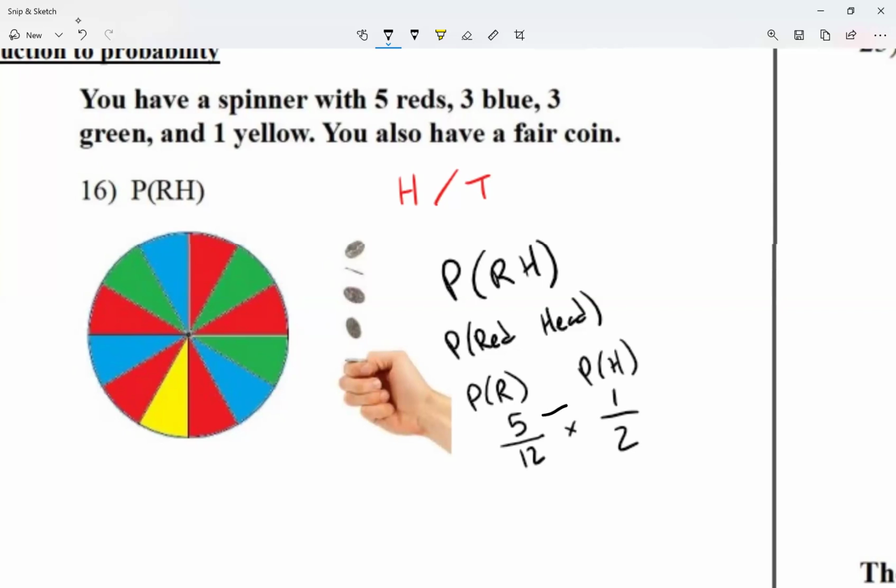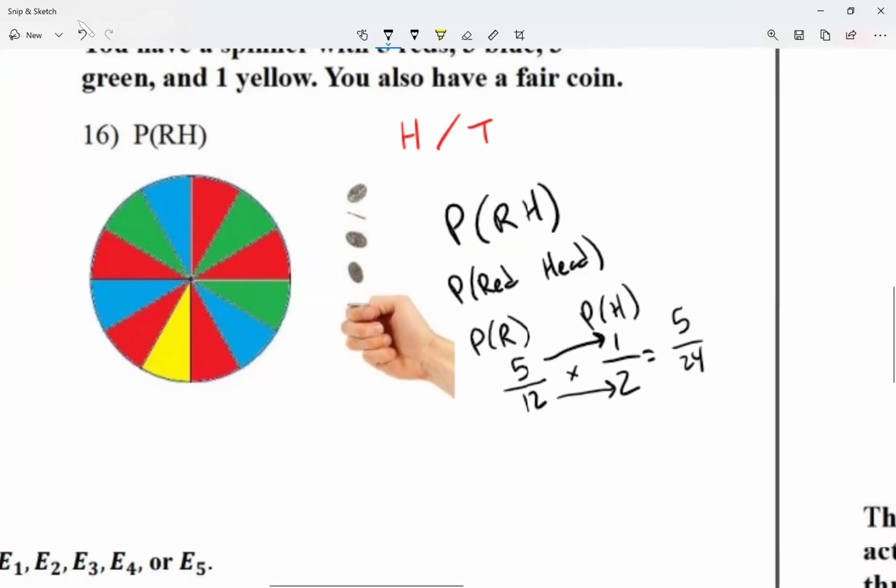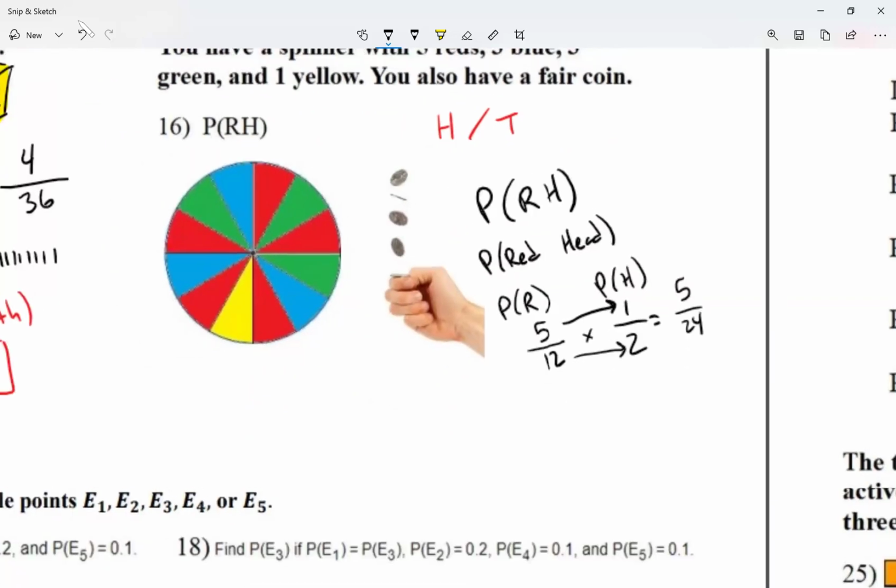Multiplication of fractions is not that hard. Let me multiply the top: 5 times 1 is 5. Let me multiply the bottom: 12 times 2 is 24. So the probability that I get red and I get heads is 5 out of 24.